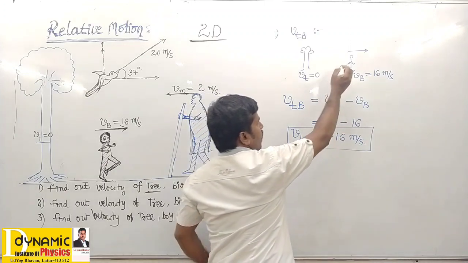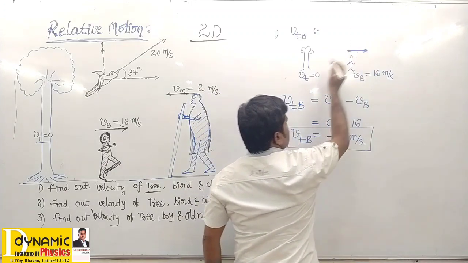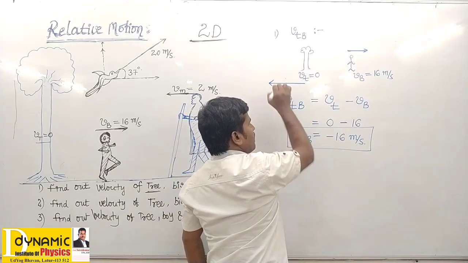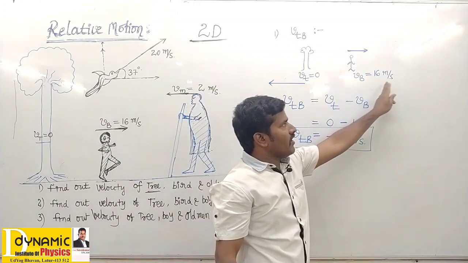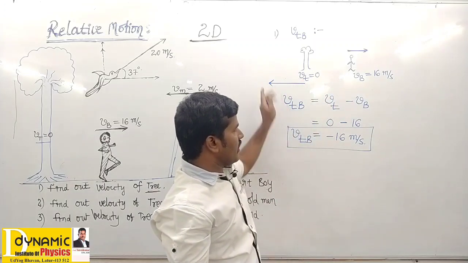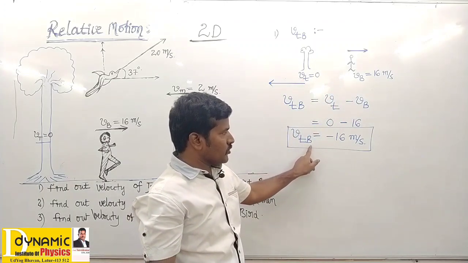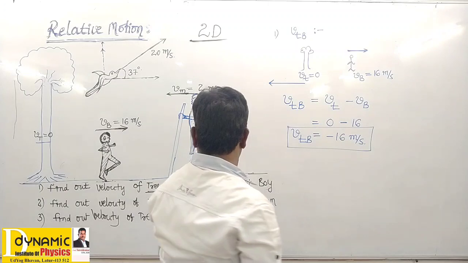Minus indicates the boy's direction is like this and the tree's direction is opposite. Minus indicates opposite direction. So the boy is moving forward, the tree is moving backward. Then the velocity of tree with respect to boy is minus 16 meter per second.